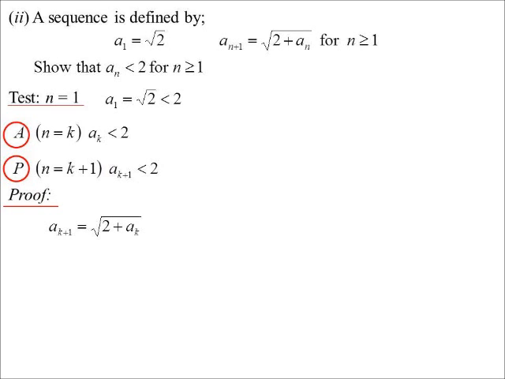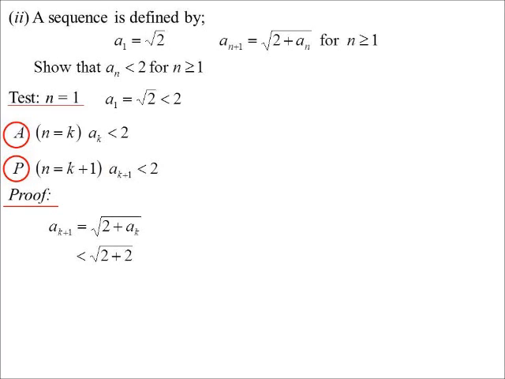You do not have to prove that. This is not what you're trying to prove. A lot of people make the mistake of thinking that's what they've got to prove. That's a fact. They're telling you this is how you create each term. So I can use that. Term k plus 1 is the square root of 2 plus a_k. I'll sub in my assumption. Our assumption was that term k was less than 2.